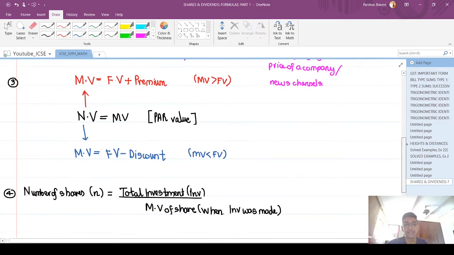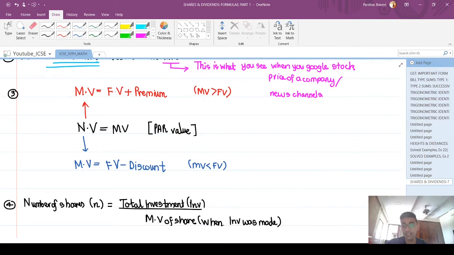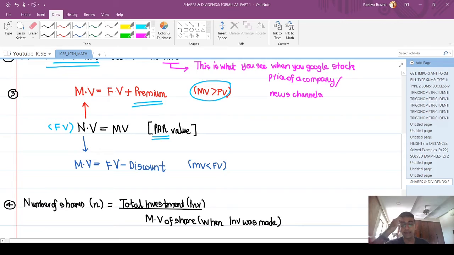Next, there are other terms. There are three terms which you need to know: discount, par, and premium. The nominal value or face value, this NV is also called FV. When FV is equal to MV, the shares are said to be at par. Means that the MV and FV are the same price. Next, if the marked value is more than the FV, it's said that the shares are selling at some premium, and the MV is equal to FV plus premium. Similarly, if marked value is less than FV or face value, it's said that the shares are selling at a discount.